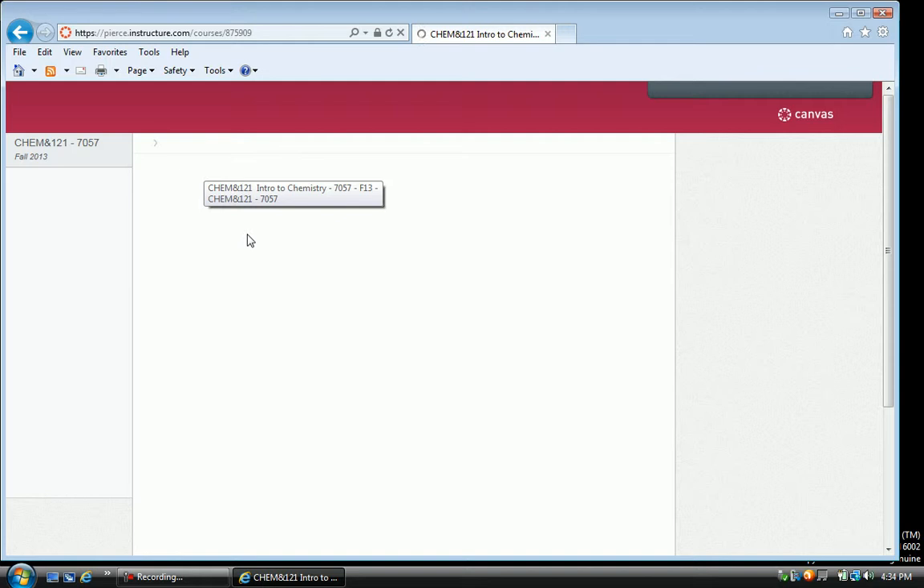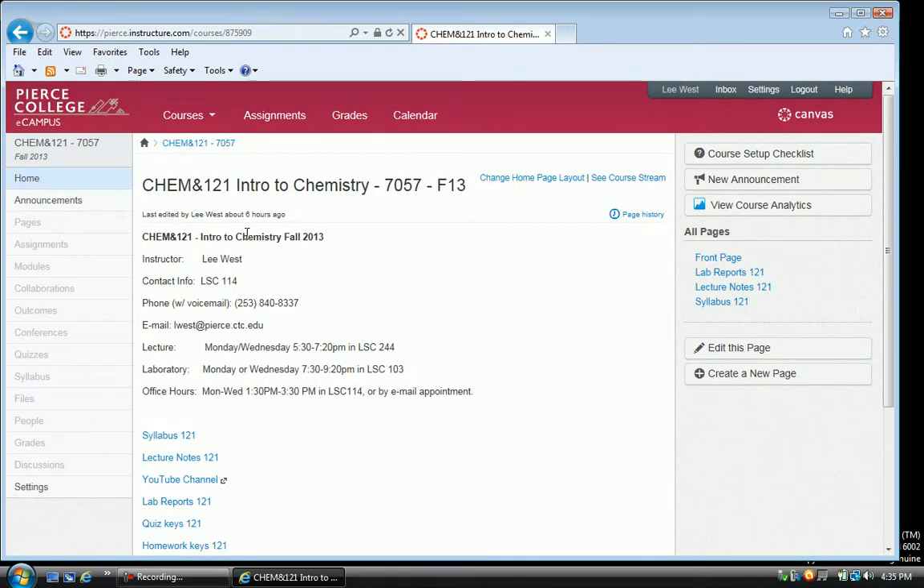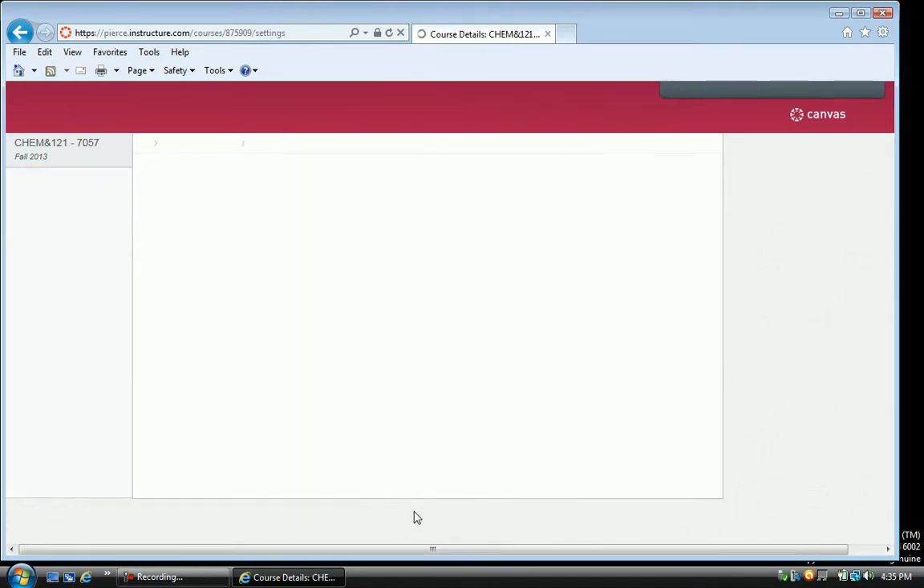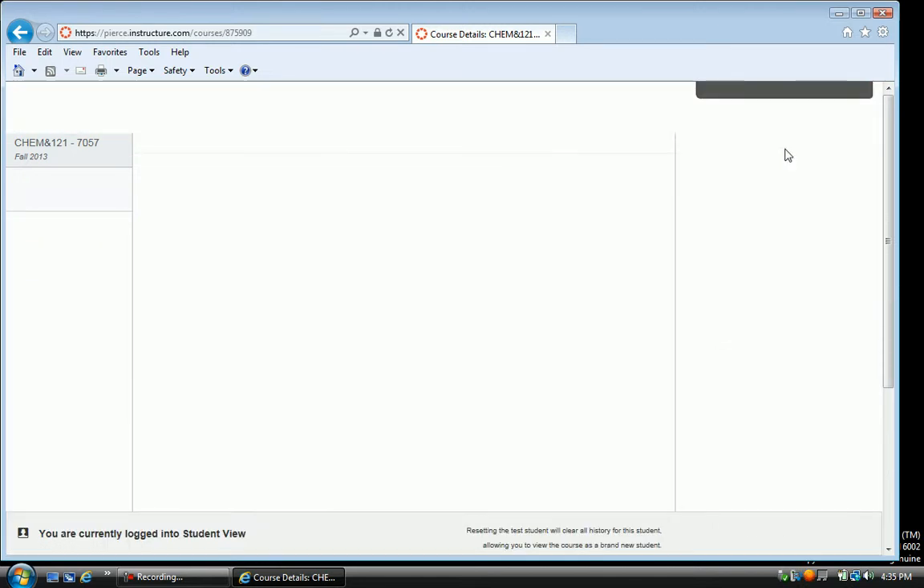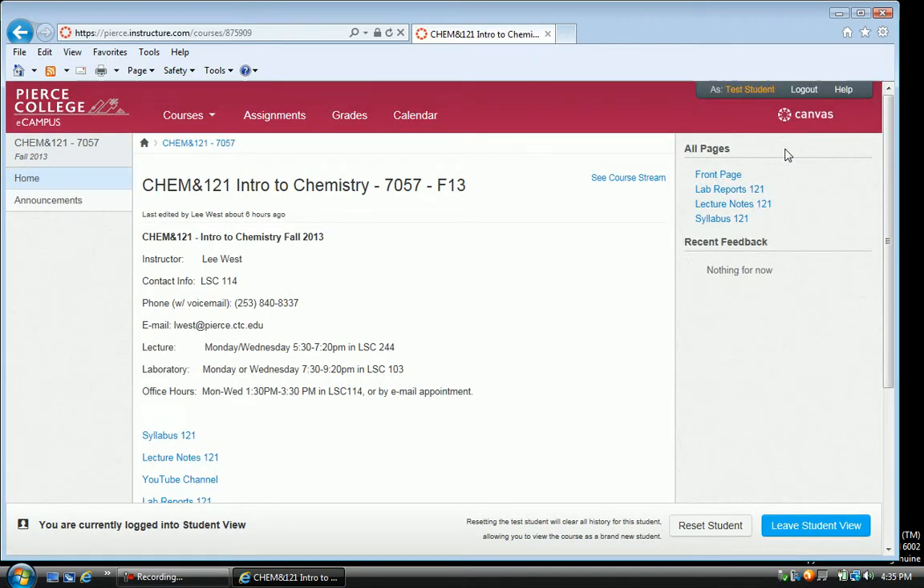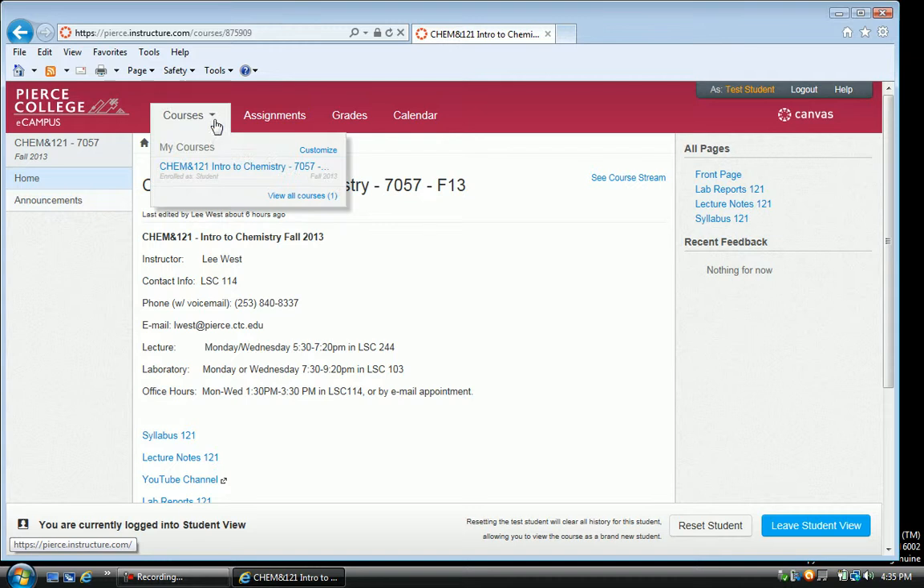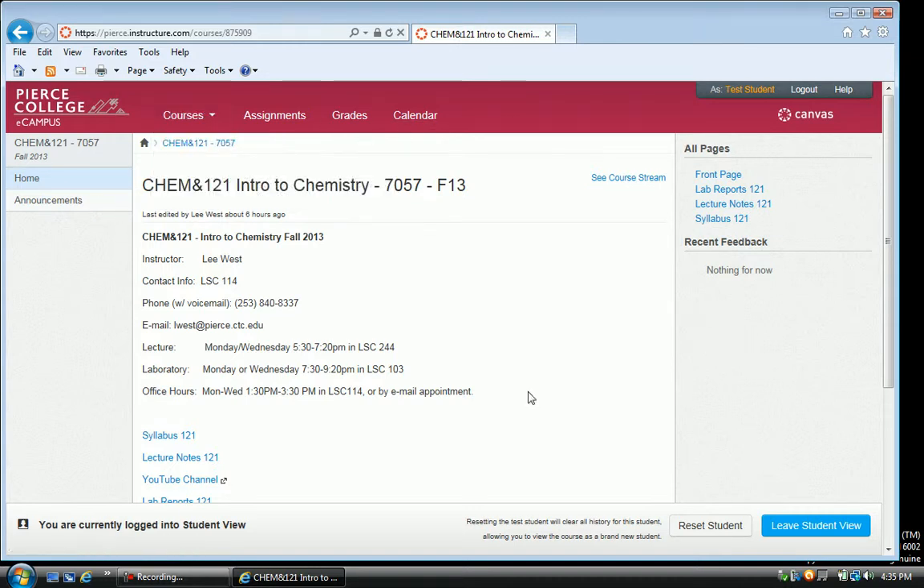So follow that course. Now once this comes up, I'm going to have a look at this in student mode, so it won't look quite like this for you. So I'm just going to quickly do that. So student view over here. Okay, and so now we'll be looking at exactly what you will see when you select Chem 121 from your courses menu up here. So you select Chem 121 and the page will look like this.